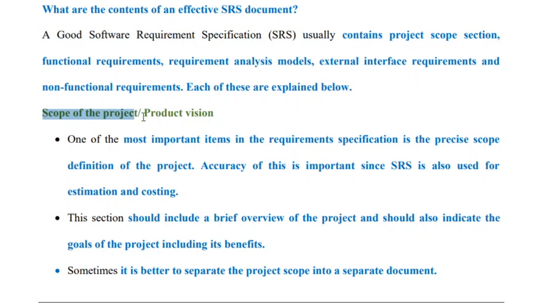So, the scope of the project or the product version. One of the important items in the requirement specification document is the precise scope or definition of the project. This is very much important. We need to specify the scope of the software system. Accuracy of this is important since the SRS document is also used for estimation and costing. The scope of the system is to be expressed in a very precise and concise manner, because it may be used as a basis for estimation of size, effort, and subsequently costing.